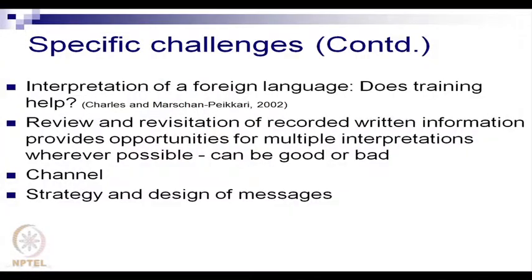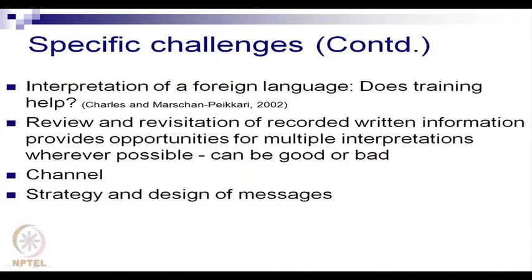The channel you use for transmitting the written information or written message, again, can be suspect. If it's just paper and pencil, it's different. If it's electronic media, how people perceive the media, how they react to the medium, how they use the medium will be different, vary from place to place, country to country, depending on their access to such media.